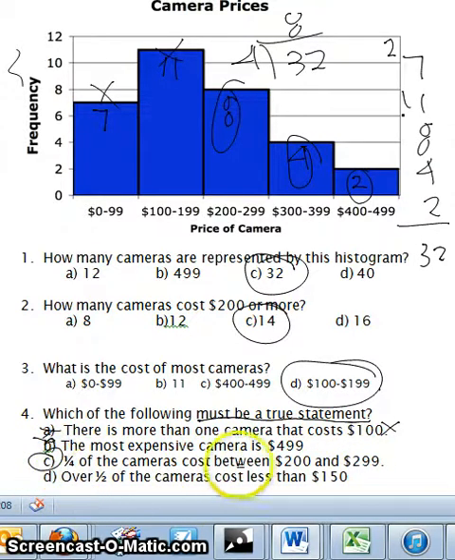Over half of the cameras cost less than $150. Well, I know that all of these cost less than $150, but these ones, I don't know out of these 11 how many cost less than $150 and how many cost more, because $150 is in the middle of my range, and I don't know how many are over here and how many are over here. So I can't actually answer that or say that for sure. So C is my correct answer to number 4.